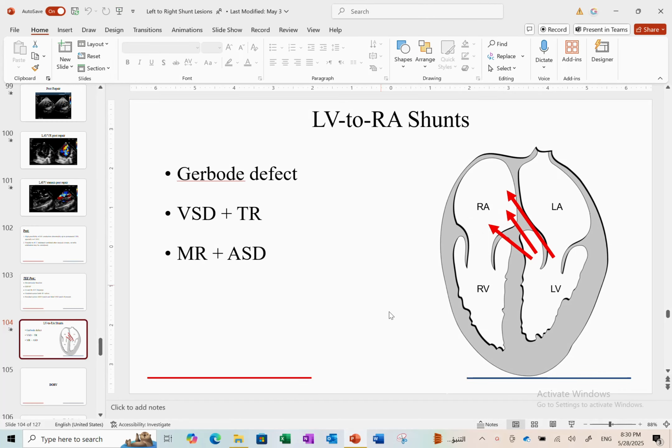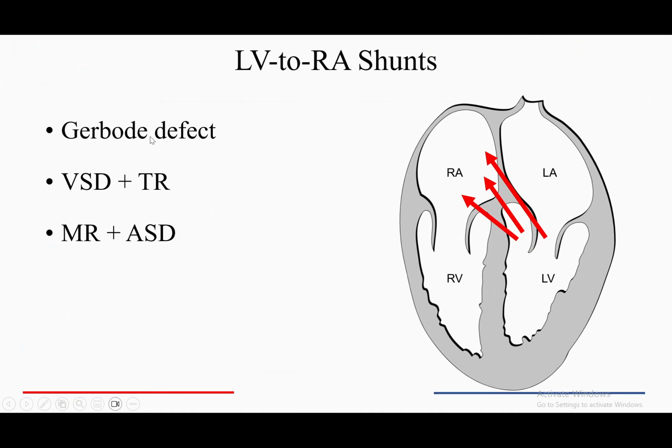Today, we'll talk about left-to-right shunting. This is the fourth part of the lecture, Inshallah, the fourth and the last part. We will talk about just one slide about this defect, the Gerbode defect or Gerbode syndrome. It is a shunt between the left ventricle and the right atrium.